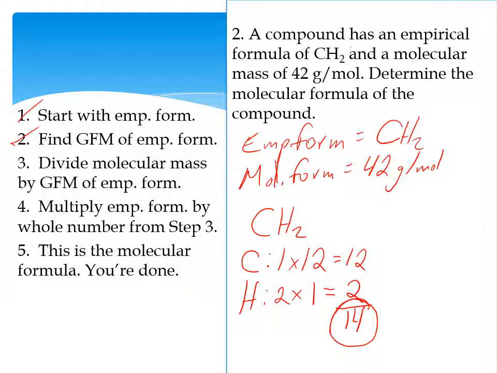That just tells us what the mass of the small potato is. We still have no idea what the mass of the big bowl of mashed potatoes is. So we're going to do step 3 now, and we divide the molecular mass, which we were told is 42. That's my mashed potato bowl.